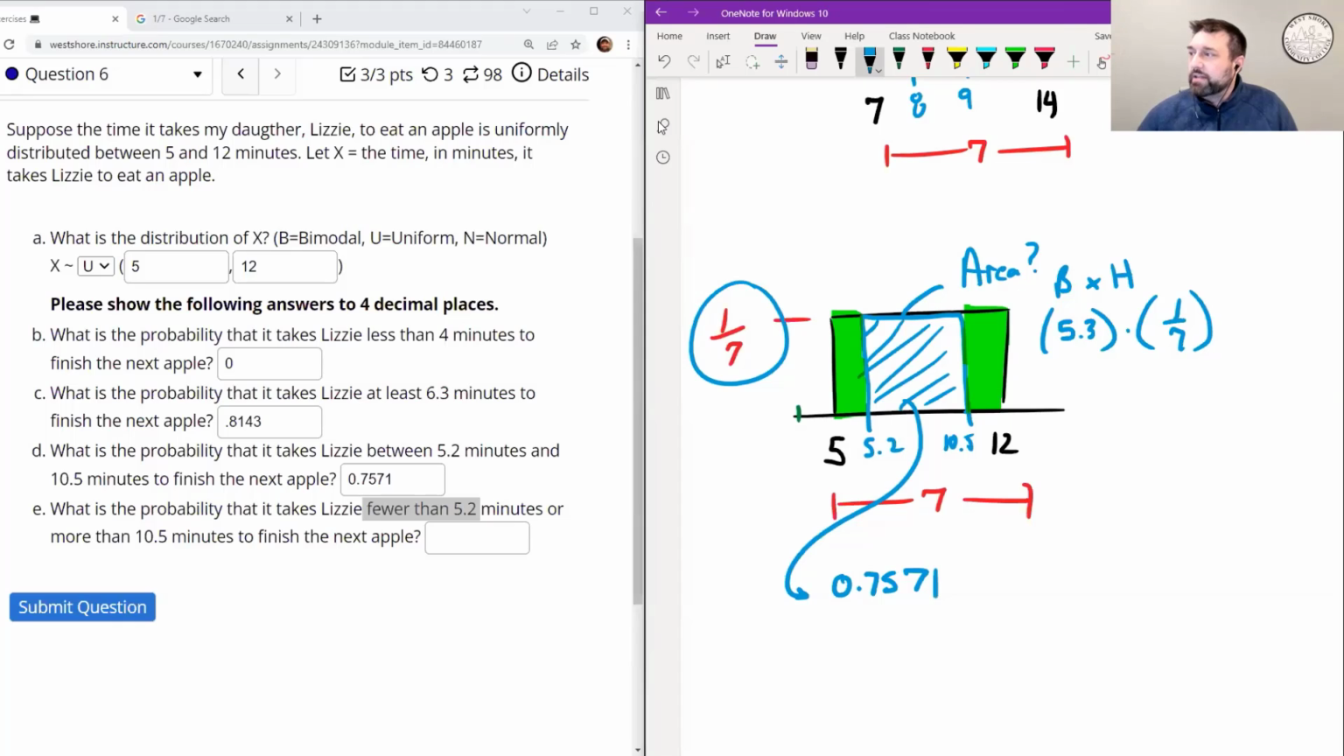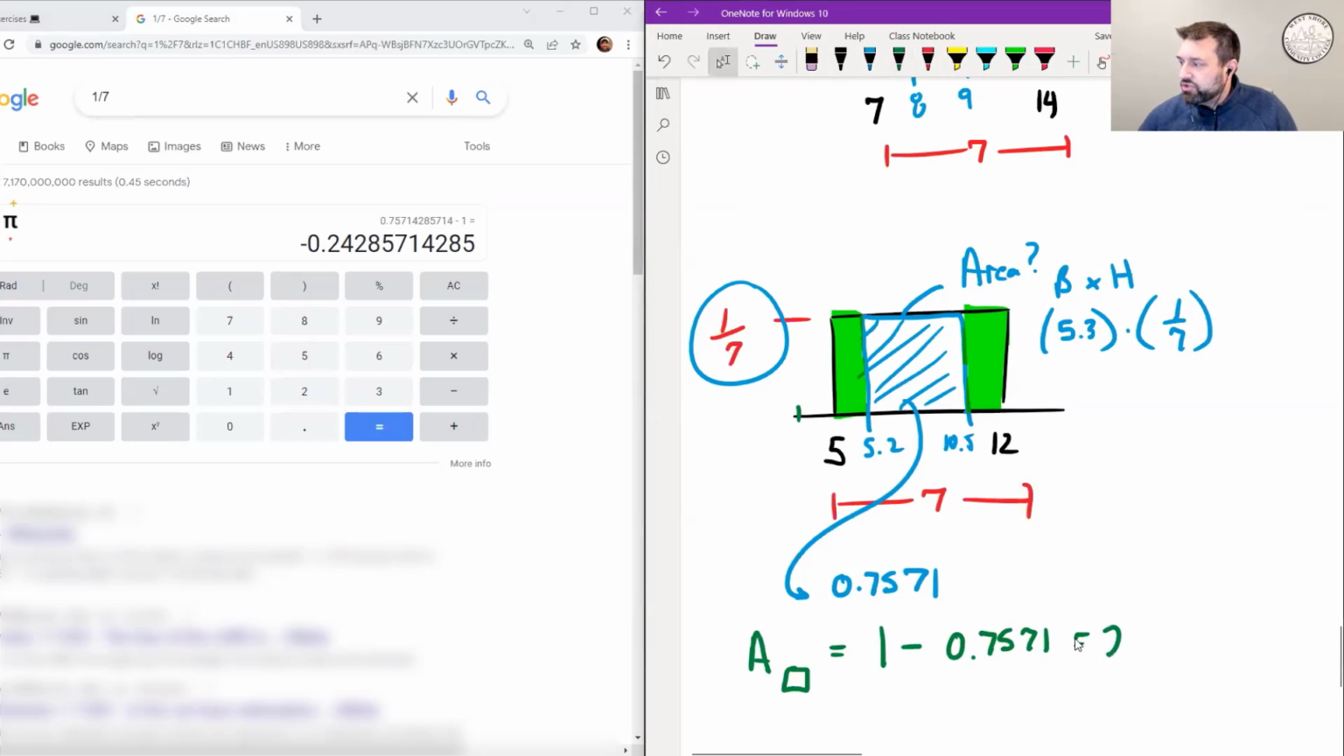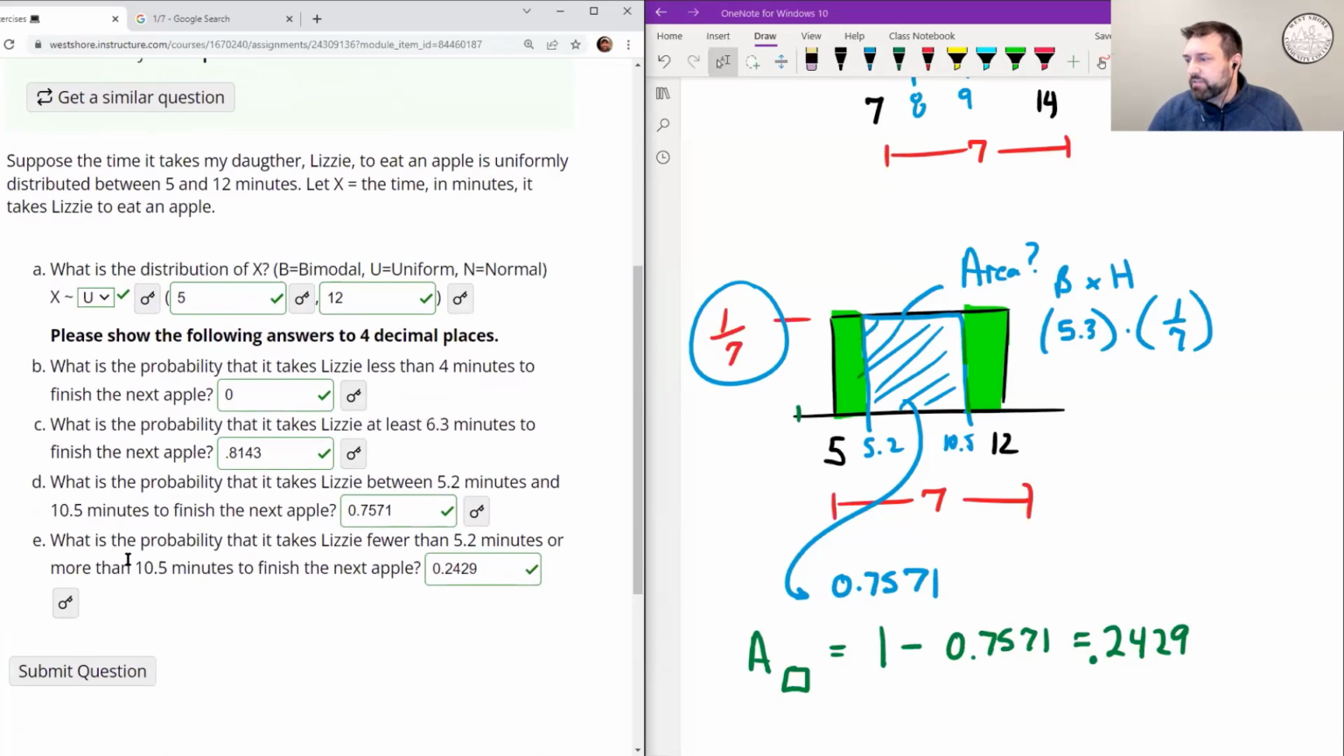We already know that the blue region is 0.7571. And so the area of the green region is going to equal 1 minus 0.7571. This is the idea of a complement. And so all we have to do is go to our answer and subtract it from 1, and we will get 0.2429. That will be the area of the green region, 0.2429. Submit. And they're all green.